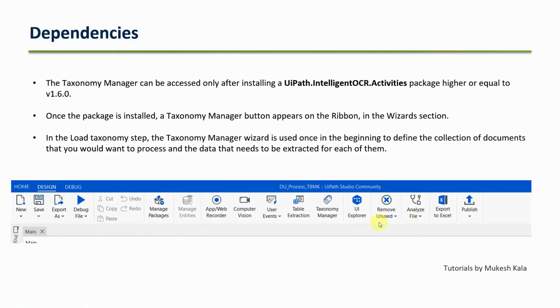Till this point we have seen that we have to install a dependency, UiPath.IntelligentOCR.Activities, which we have already installed. Once you install that activity package in your project, you should see the taxonomy manager on the top header of UiPath Studio. The taxonomy manager is what we are going to discuss today, and to get it you need the UiPath IntelligentOCR activity package. In case you are working on a project and you don't see the taxonomy manager, please make sure that you have this package installed.